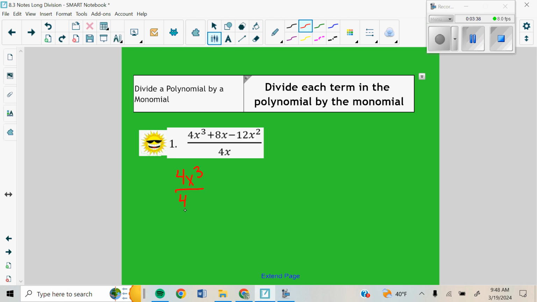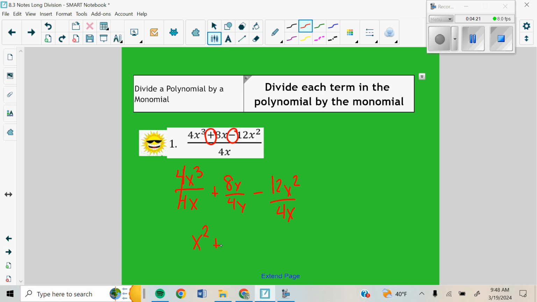4x cubed divided by 4x plus, that comes from here, 8x divided by 4x minus 12x squared divided by 4x. So we're just going to break it up into 3 smaller problems and tackle them each individually. In my first one, I have 4 divided by 4, so those cancel. And then I have x cubed on top and x on bottom. So we talked about this in 8.1 with exponent powers, that we subtract them when we have a quotient, but really we like to think about which one has more, top or bottom. And in this case, it's our top, and it has 2 more. That's where our subtraction comes in.